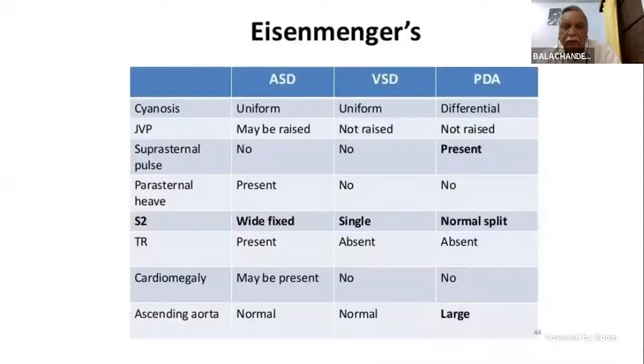Now we just give you a summary of ASD, VSD, PDA. Cyanosis is uniform in ASD and VSD, and differential cyanosis in PDA. The JVP is not raised in VSD or PDA, but it will be raised in ASD. Suprasternal pulsations are present in PDA. That's a very important thing you have to note in PDA. And there's no parasternal heave in VSD, PDA. The S2 is wide and fixed in ASD. It is single or normal split in VSD and PDA. There is a TR murmur, which is absent in VSD and PDA.